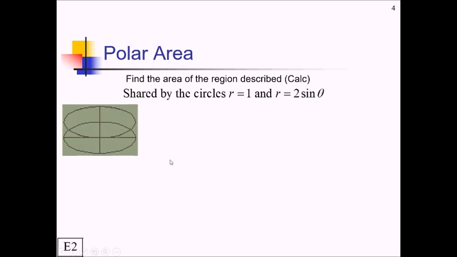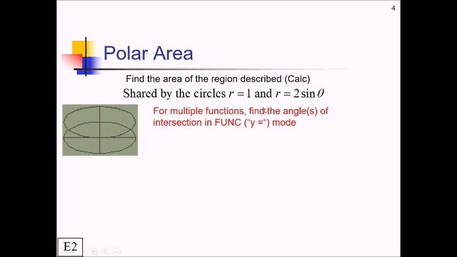Well, you can't do it in polar mode. For multiple functions, you're going to have to find angles of intersection, just like we said, and you're going to have to do that in function y equals mode. So basically graph y equals 1 and y equals 2 sine of x. Pause the video and find the first intersection.